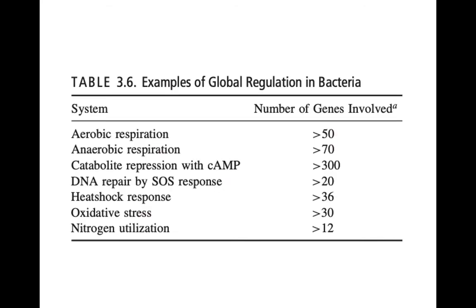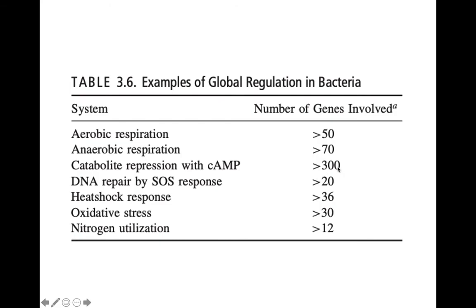Okay. Now let's have some examples of globally regulated processes in bacterial systems. These are things that I have been mentioning since module one: respiration, repression, DNA repair, oxidative stress, nitrogen utilization. If you take a look at this table, one thing you can infer is that stimuli responses require fewer genes compared to induction or repression processes. For example, respiration will only require more than 50 or 70 genes. Then for catabolite repression, we have more than 300 needed.